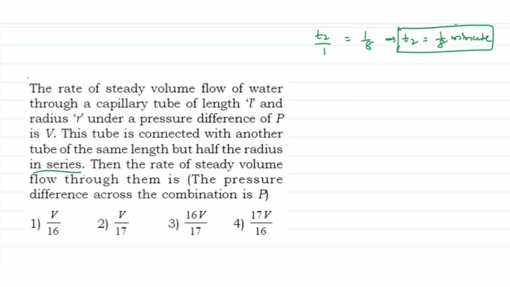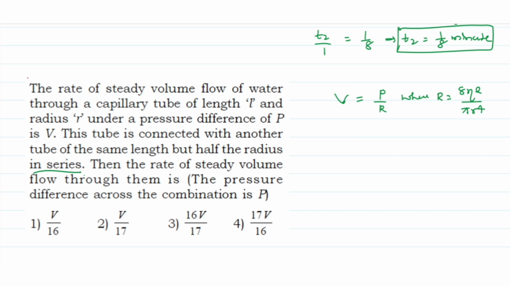Here the volume of the liquid flowing through the tube per unit time is V equals P by R, where R is the fluid resistance. That is nothing but 8 into eta into L by pi R to the power 4. This is the initial resistance value.